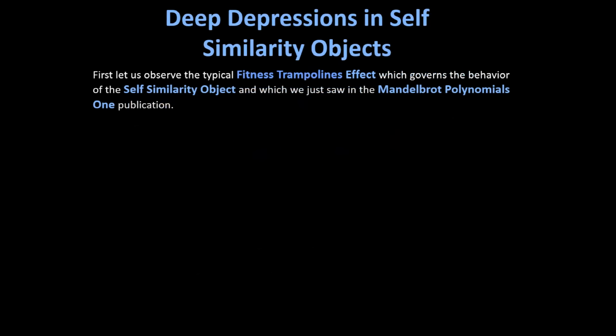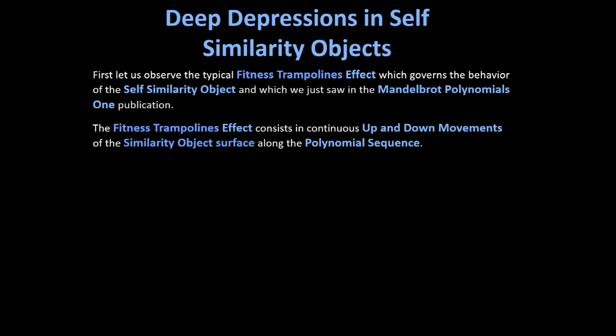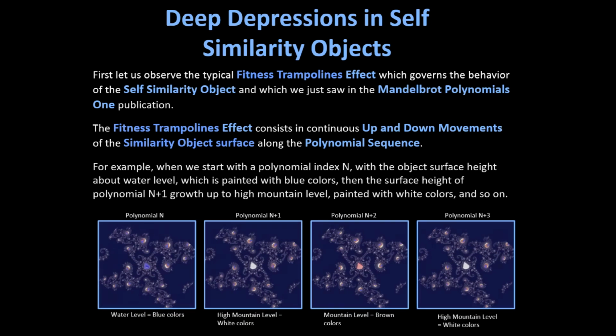First, let us observe the typical fitness trampolines effect which governs the behavior of the self-similarity object and which we just saw in the Mandelbrot Polynomials 1 publication. The fitness trampolines effect consists in continuous up and down movements of the similarity object surface along the polynomial sequence. For example, when we start with a polynomial index n, with the object surface height about water level, which is painted with blue colors, then the surface height of polynomial n plus 1 grows up to high mountain level, painted with white colors, and so on.